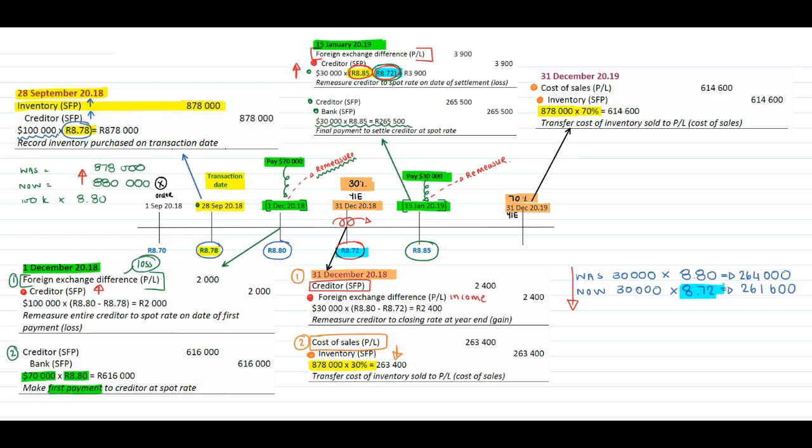Therefore, guys, what you need to take from this is include a timeline. Remember to remeasure your creditor and identify all of the transactions on your timeline to enable you to perform the journal entries.